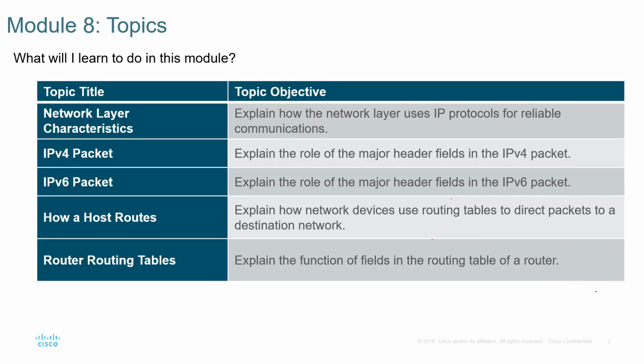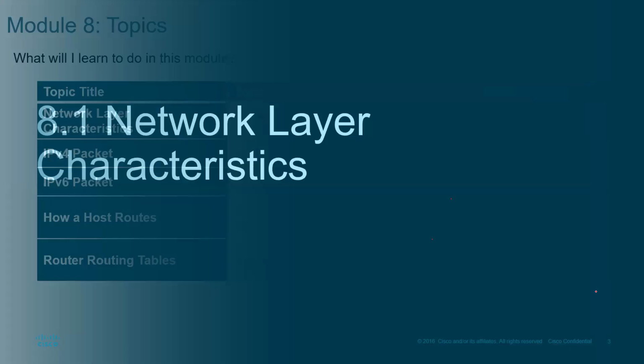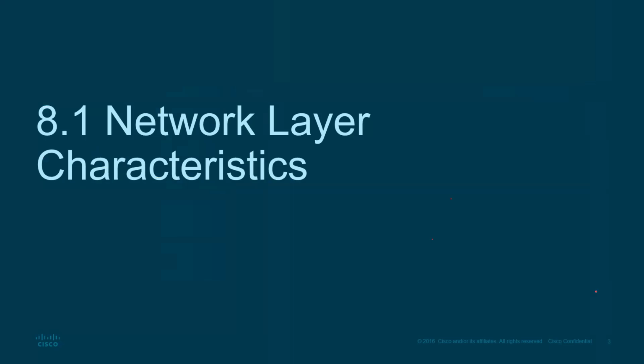Thank you. We're going to be looking at the IPv6 packet. We're also going to be looking at how a host routes, and then we're going to be looking at the routing table. If time permits, we may look at module 9. But if time does not permit, we'll just stop at module 8, which is the network layer.